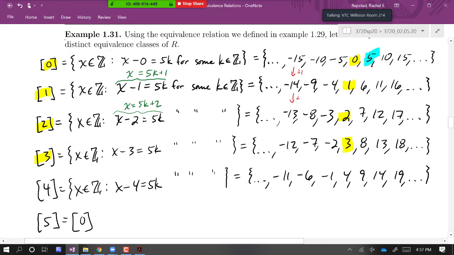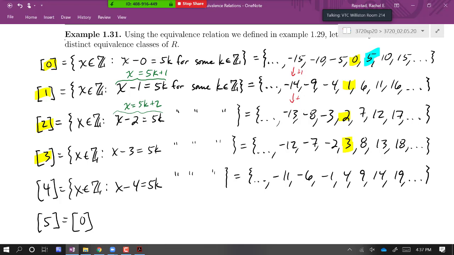Here's a really important fact about equivalence classes. If you have an equivalence relation on a set, the equivalence classes partition the set. That means two specific things. It means that everything in your set is accounted for: every integer is in one of these sets. Also, they're disjoint, non-overlapping. These sets don't have anything in common.